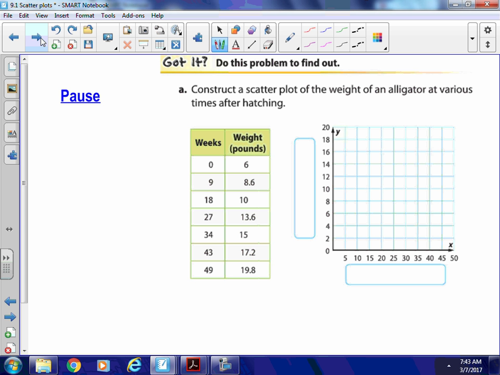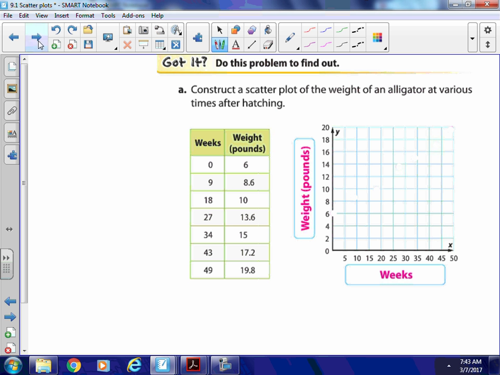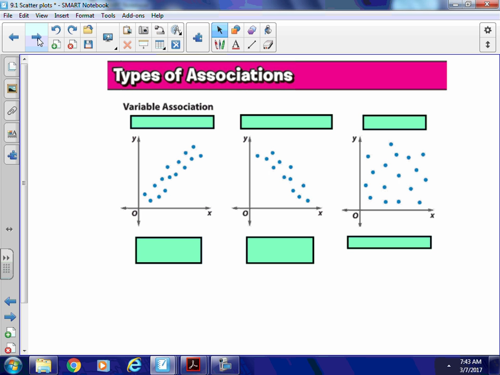You're going to construct a scatter plot of the weight of an alligator at various times after hatching. At week 0, well, we know our weeks are going to be our x and our weight will be our y. And we can just plot the points. At 0 weeks, we are at 6 pounds, and at 9 weeks, 8.6. You kind of have to estimate your points to the best of your ability. 34 weeks will be at 15. We get them all in there, and you've done it. Easy peasy.